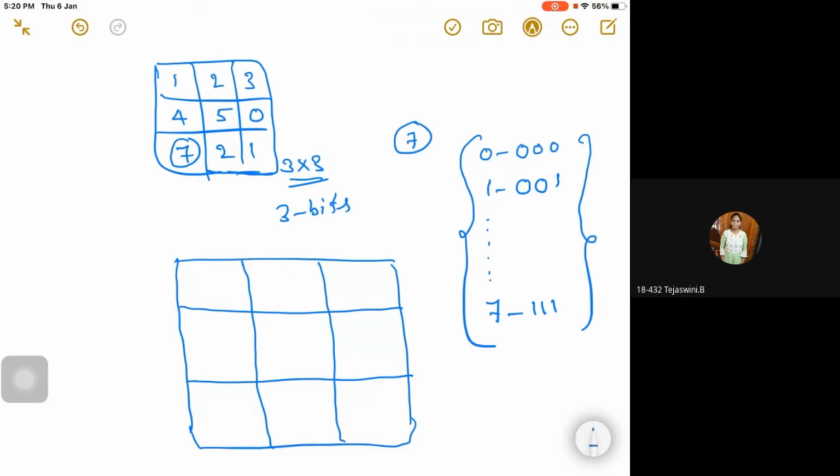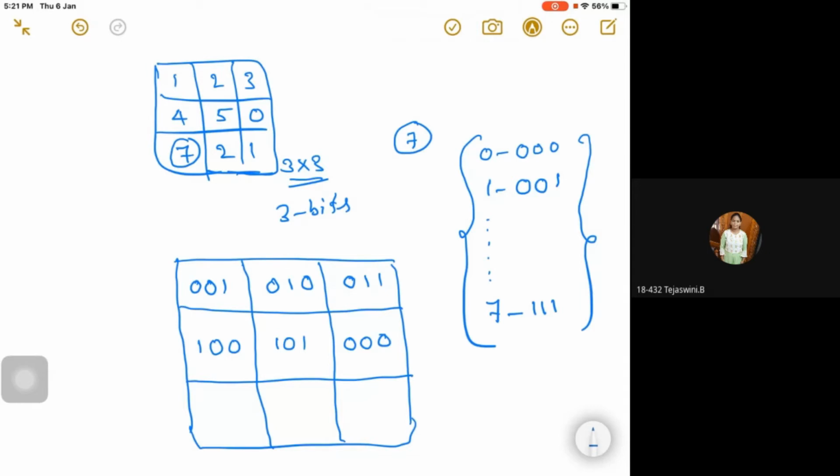Coming to our image, this one has intensity value 1, so represent it in binary 3 bits: 0, 0, 1. Then 2 is 0, 1, 0, then 3 is 0, 1, 1. Next, for 4 it is 1, 0, 0, for 5 it is 1, 0, 1, next 0 is 0, 0, 0, next 7.